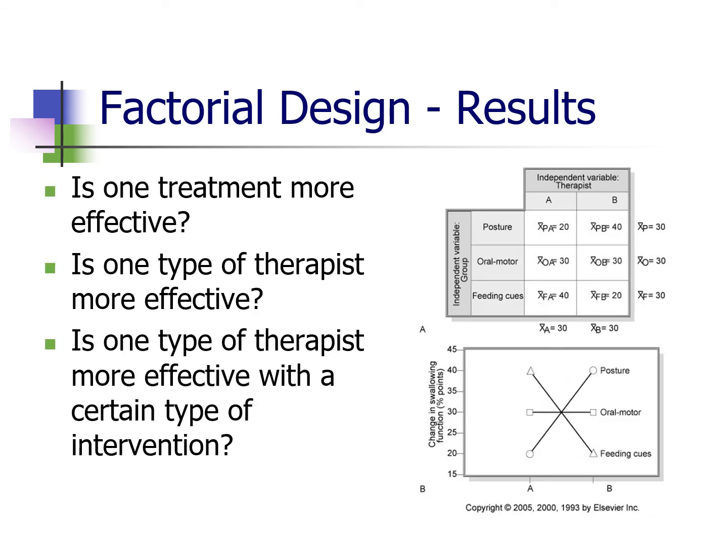For this particular slide, we've changed the data set up a little bit for you. Take a moment to study the results on this slide, which is different than the results on the last slide, and try to determine: are there main effects, meaning, is one treatment more effective than the other? Is one type of therapist more effective than the other? And then is there an interaction?